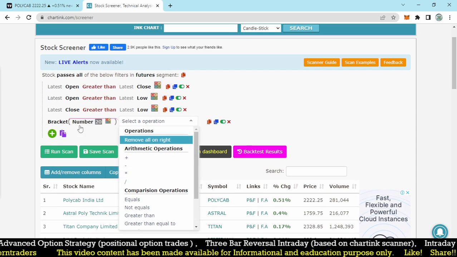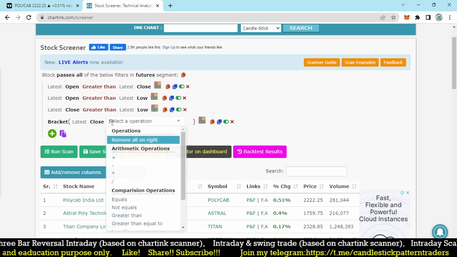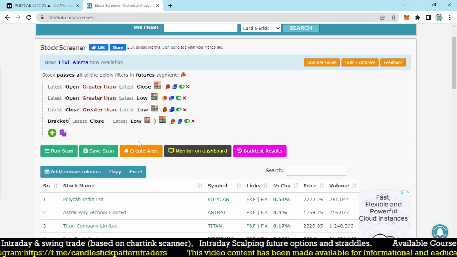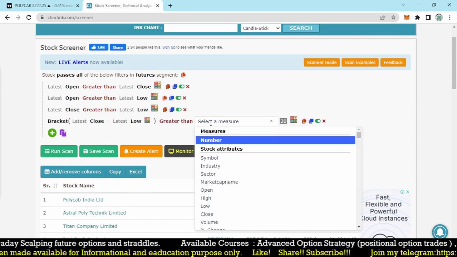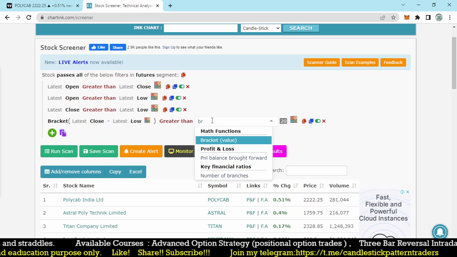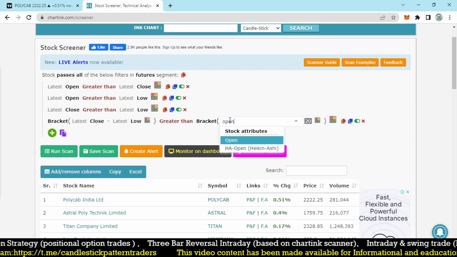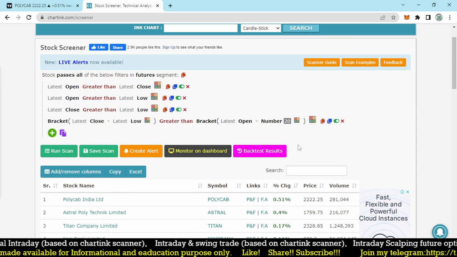There is a change in the bracket: close minus low. The same as I learned from the last video, because I'm trying to create some different scanner. That gave me a great idea to make a new scanner, hanging man, that was working well. And open minus close.